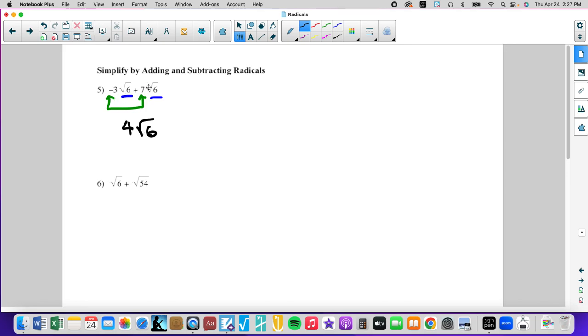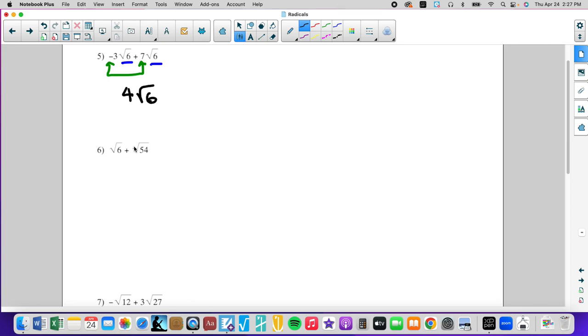So a lot of students confused this and canceled out the rad 6s. We don't cancel them because we're not multiplying, we're just adding. When we add things, we add like items, we combine their coefficients. Now these are unlike terms, but we're going to see if we can simplify this.